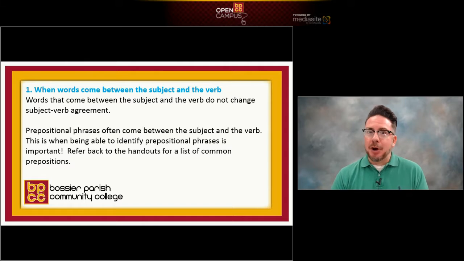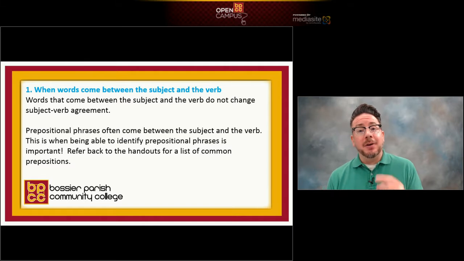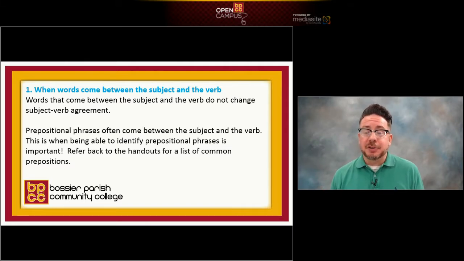For example, the dog barks. Dog and barks are right next to one another. But sometimes we're going to have words or phrases that come in between them. Prepositional phrases often come between the subject and the verb in a sentence. So again, it's very important that you be able to identify prepositional phrases.